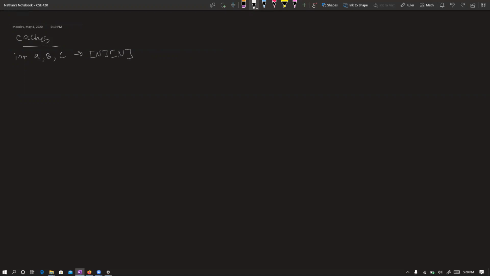Now, for these kinds of questions, you can be asked two types of questions. You can be asked first to find compulsory misses. And then the second type is just regular misses.